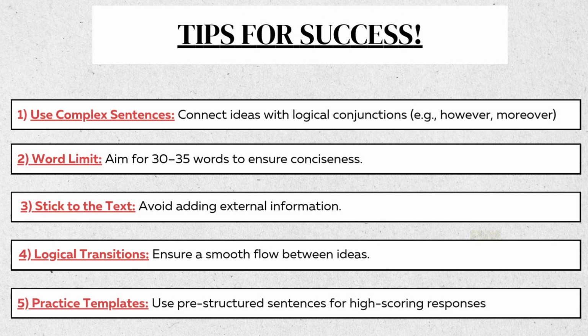To excel in the PTE Summarize Written Text task, follow these essential tips for success. First, use complex sentences to connect ideas smoothly, employing logical conjunctions like however, moreover, or therefore to create a natural flow between different parts of your summary. Mind the word limit. Aim for 30-35 words to keep your response concise and to the point, ensuring you don't miss key information while staying within the allowed length. Logical transitions are crucial, so make sure your ideas are connected clearly, making your summary easy to follow. Another important tip is to stick to the text. Avoid adding any external information or personal opinions.